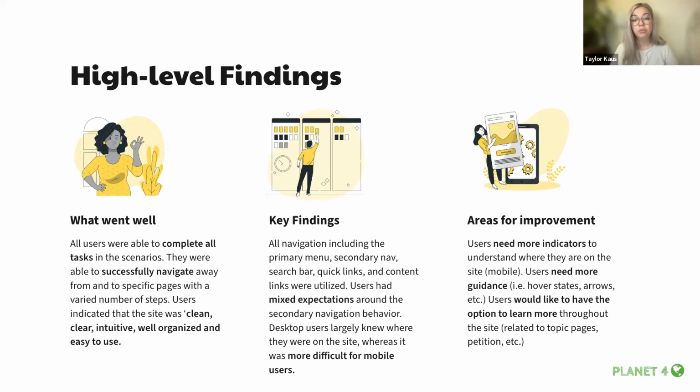Desktop users largely knew where they were on the site, but it was a little more difficult for mobile users. So another thing we wanted to look into. We found that users needed more indicators to understand where they were on the site, especially on mobile, and they needed more guidance and more options to learn throughout the site. So at this point is when you would make a plan for how you tackle these items. And from there, you can go ahead and make the necessary changes and test again and see if those improvements are working to make your site more usable. You could do this several different times. So that was the process for us with our usability test.